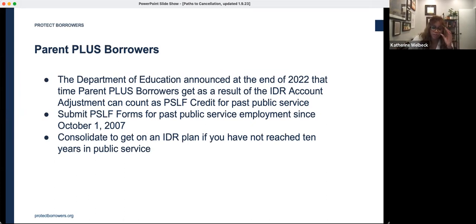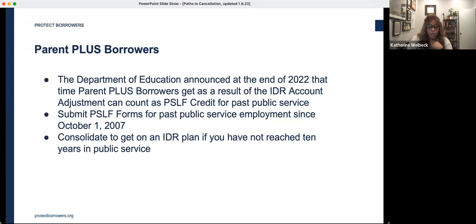This means that in addition to receiving credit for past time that was previously ineligible for income-driven repayment, Parent Plus borrowers can also receive credit for past public service under public service loan forgiveness. The main action item that Parent Plus borrowers need to take is to submit a PSLF form for all previous public service work since October 1st, 2007.